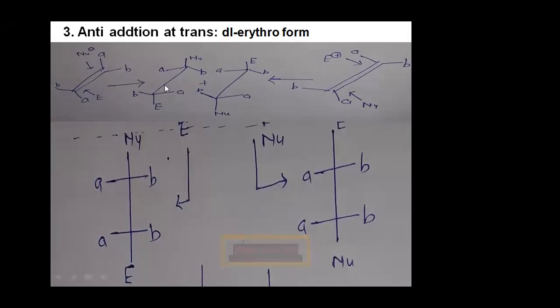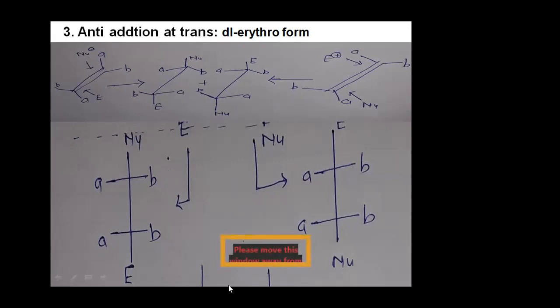Here also, if this converts into eclipse form, because it is a staggered form, you have to convert it into eclipse, then you need to rotate it by 180 degrees. So E comes on top, B comes to the right-hand side and A comes to the left-hand side. Because B came to the right-hand side and A to the left-hand side, the upper one remains as it is. A here and B here. So you can see these two are, because A same side, B same side, A same side, so these are erythro form.